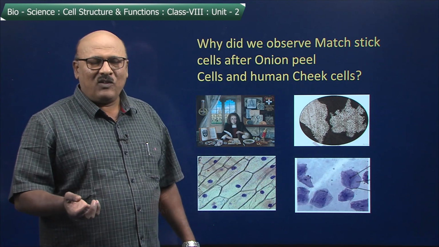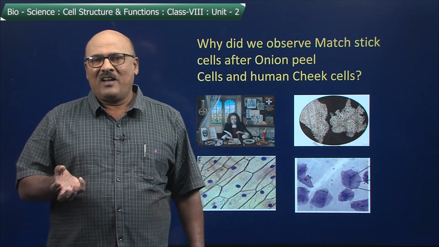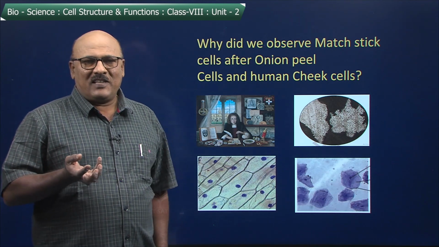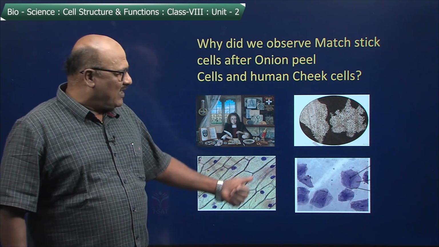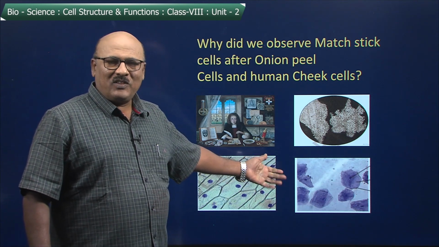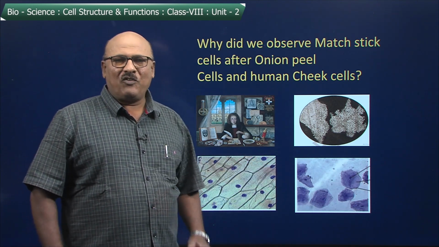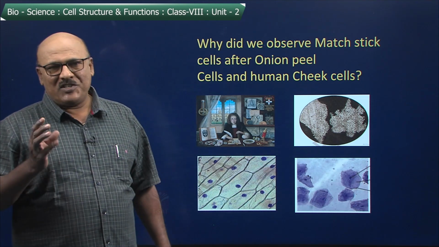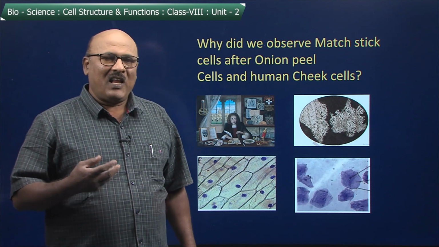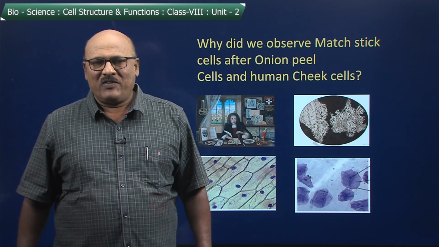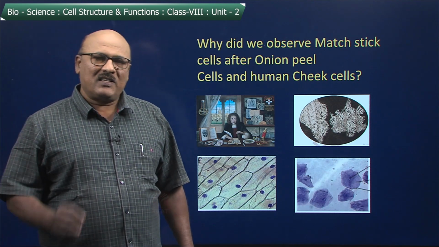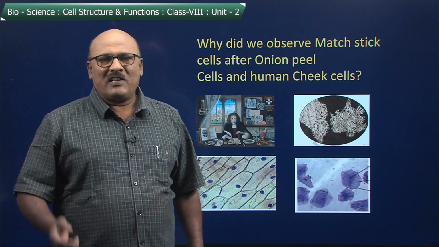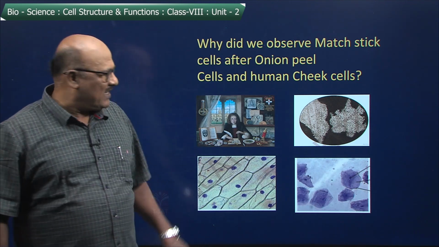Then we thought that only plant cells are of this type. So we went on to the animal cells, and observed the human cheek cells. They are also the same: they are also filled with a type of substance. So we concluded that not all cells are empty. Only dead cells are empty; the rest of the live cells are filled with a type of substance.